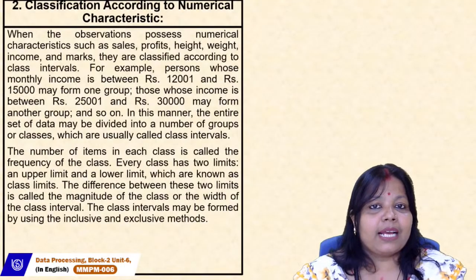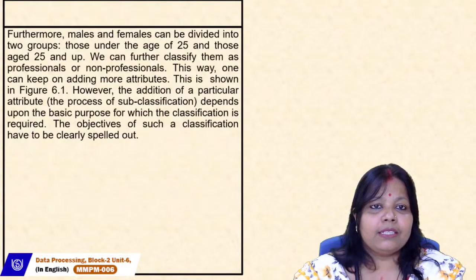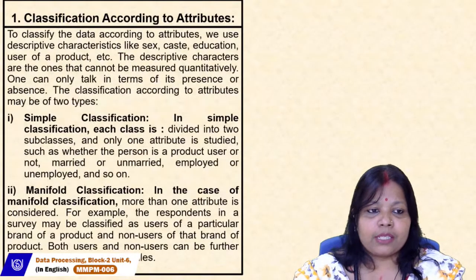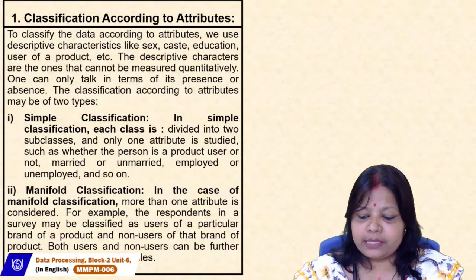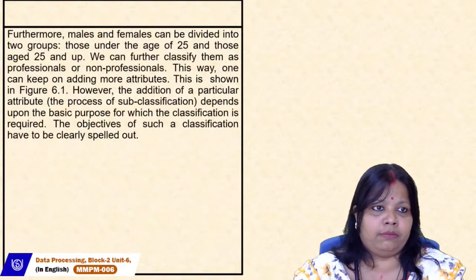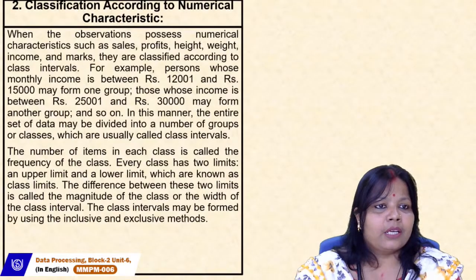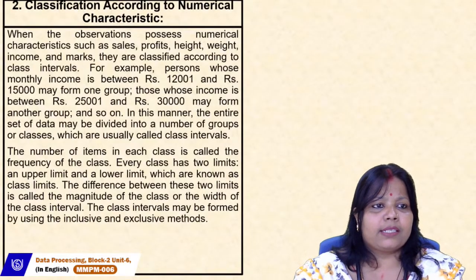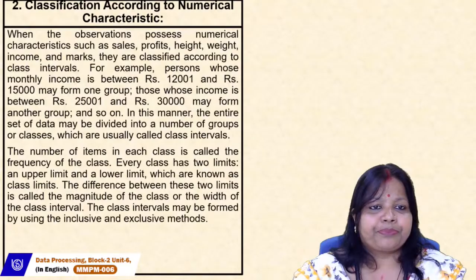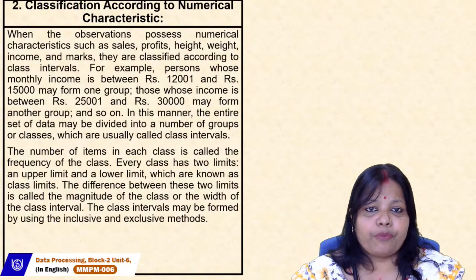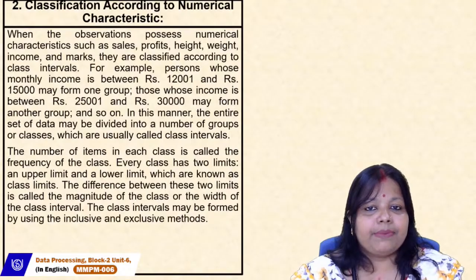Second is classification according to numerical characteristics. It was classification according to attributes. There are two, one is simple and second one is manifold classification. But in classification according to numerical characteristics, when the observations possess numerical characteristics such as sales, profits, heights, weights, income, marks, they are classified according to class intervals.